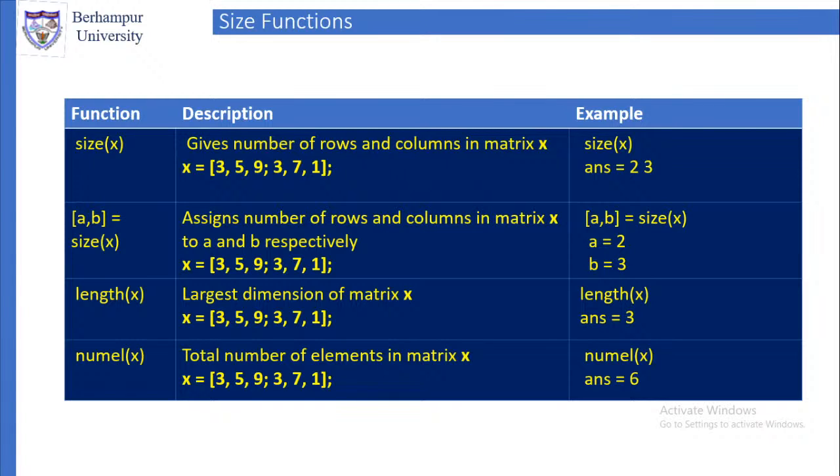Now we are seeing a 3 cross 2 matrix. X is a 3 cross 2 matrix. Therefore, length X is 3. Had it been a 2 cross 3 matrix, again the length would have been 3. But had it been a 3 cross 4 matrix or 4 cross 3 matrix, then length will be 4.